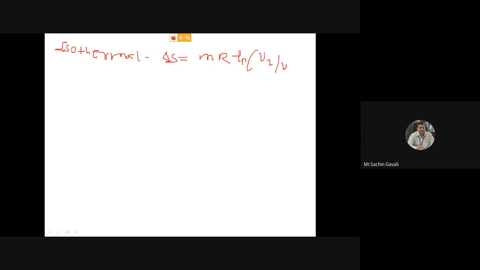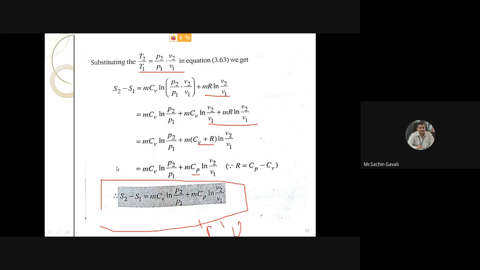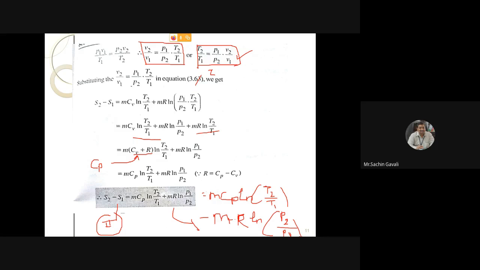With the help of this equation, if the condition is isothermal, and we know the two volumes, the R value and the mass of that gas, we can calculate the delta S. Also, in the isothermal condition the temperature is constant, so T2 upon T1 is equal to 0. Then it is mR ln of V2 upon V1, or minus mR ln of P2 upon P1.